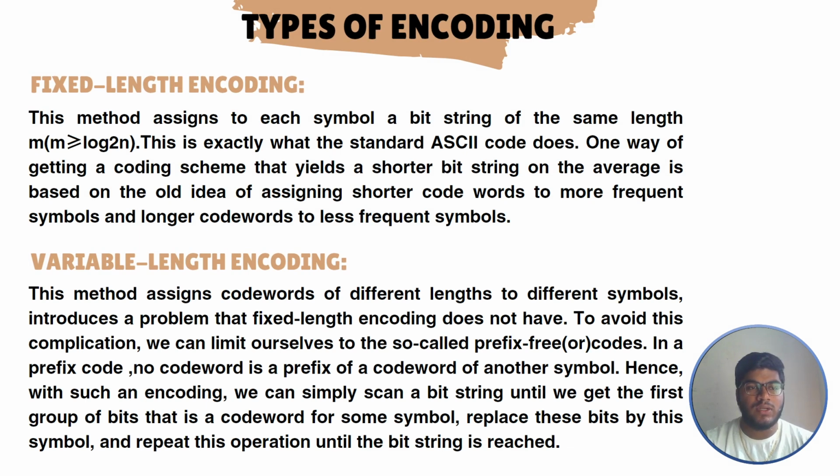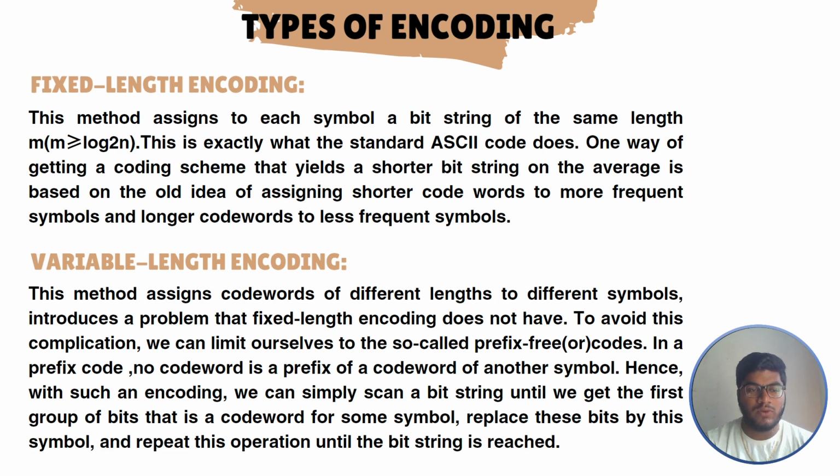The fixed length encoding. This method assigns to each symbol a bit string of the same length m, where m is greater than or equal to log base 2 of n. This is exactly what the standard ASCII code does. One way of getting a coding scheme that yields a shorter bit string on the average is based on the old idea of assigning shorter code words to more frequent symbols and longer code words to less frequent symbols.